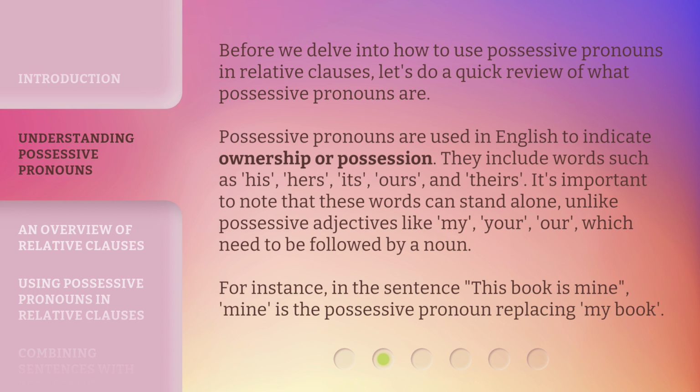Before we delve into how to use possessive pronouns in relative clauses, let's do a quick review of what possessive pronouns are. Possessive pronouns are used in English to indicate ownership or possession. They include words such as his, hers, its, ours, and theirs. It's important to note that these words can stand alone, unlike possessive adjectives like my, your, our, which need to be followed by a noun. For instance, in the sentence, "This book is mine," mine is the possessive pronoun replacing my book.